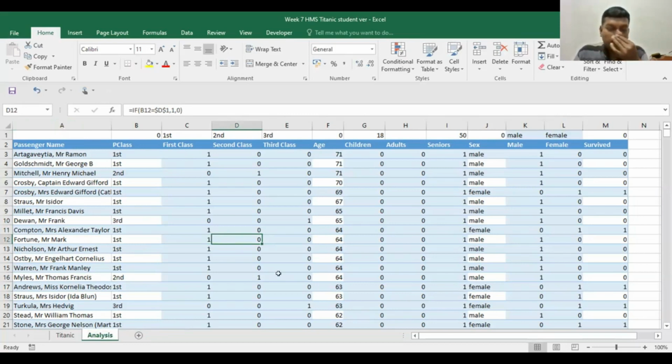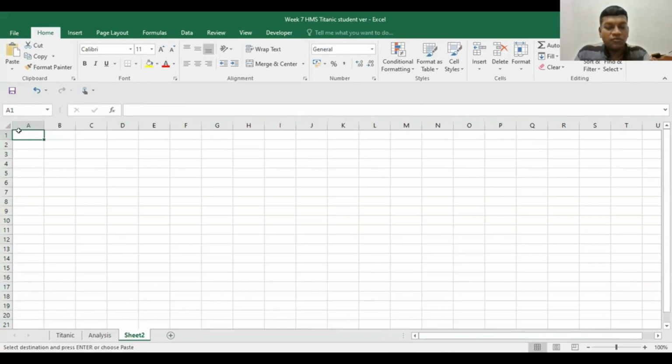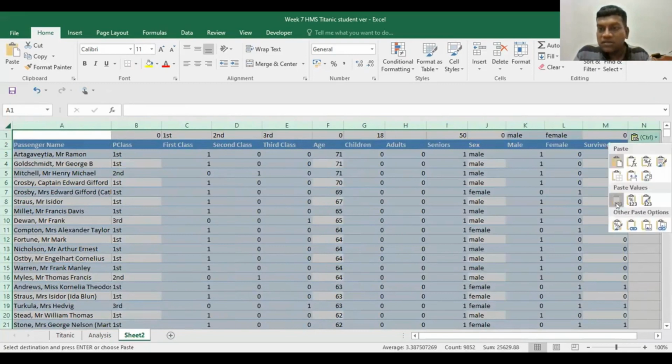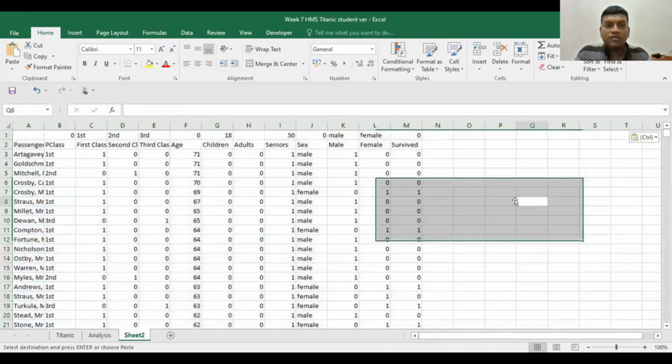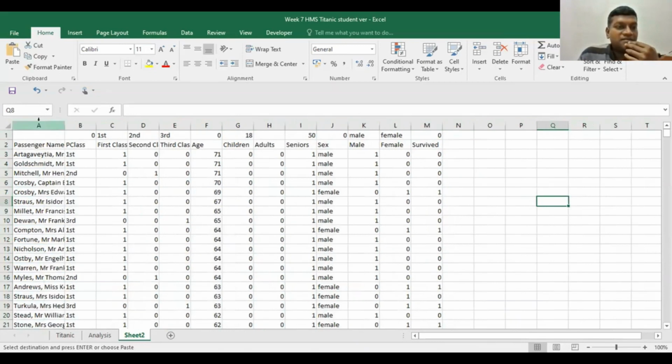Okay, but there is an issue. Okay, so if I simply delete it, it will create problems for me. So what I'll do is I will select the whole thing, Control C, and I'll say Control V, and I'll say values. Okay, so my data has got considerably cleaned up. I only want the values. I don't need the passenger names anymore.